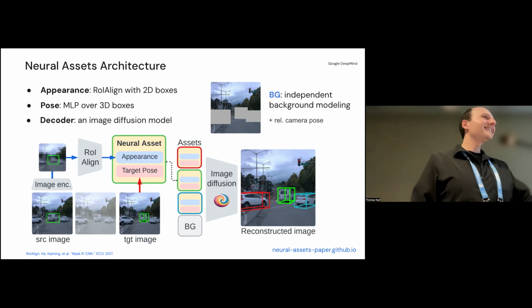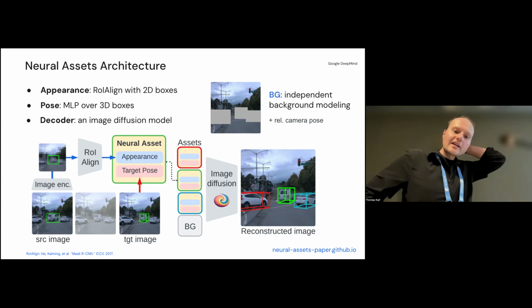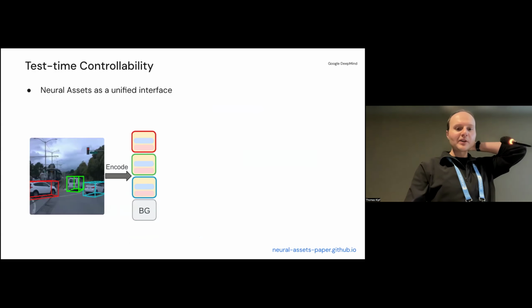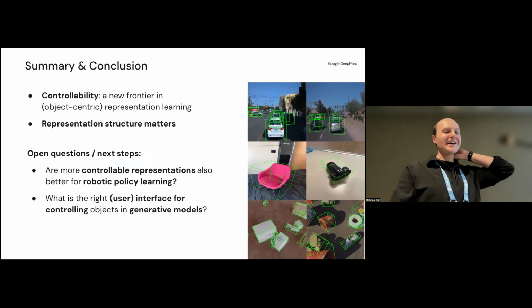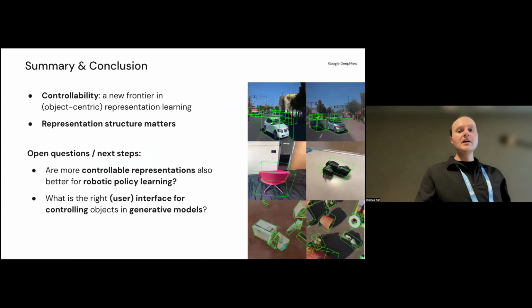Okay, I have a question. How would learning the neural asset representation help robot manipulation? Oh yeah, so the question is, how would a neural asset representation help robot manipulation? This was one question I have at the end of the talk because I don't have an answer. So basically, how are more controllable representations also better for robotic policy learning?